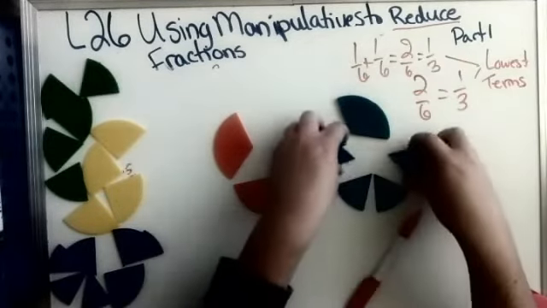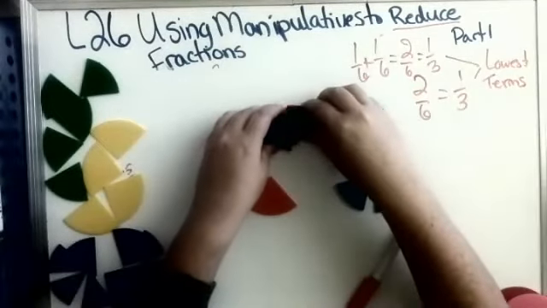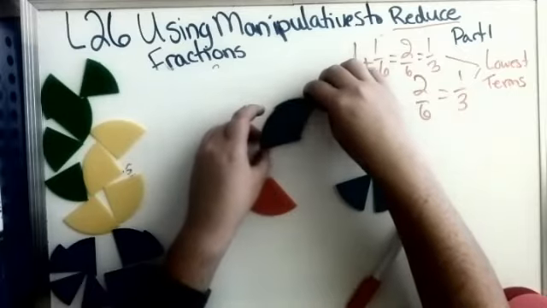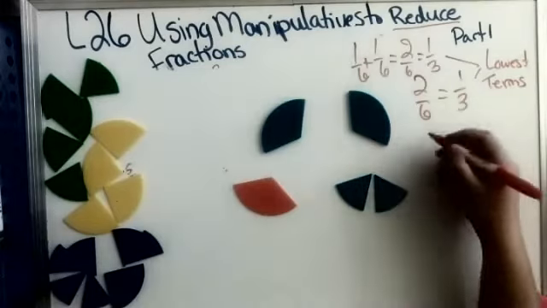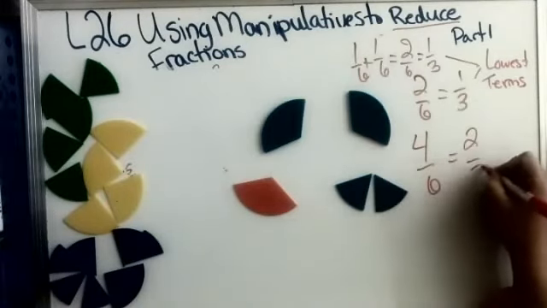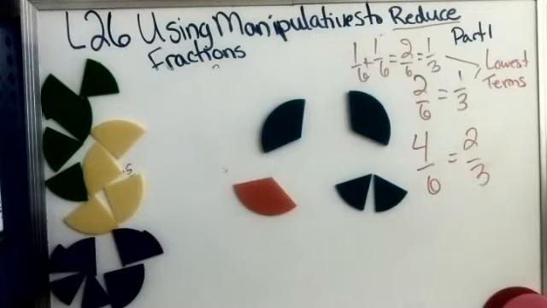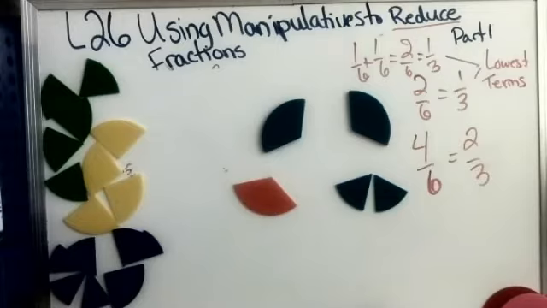If I had 4/6, I would have 2/3. So 4/6 is equal to 2/3. These are equivalent fractions. Now I can tell they're equivalent using manipulatives. If I didn't have manipulatives, I could tell they were equivalent using multiplication and division.